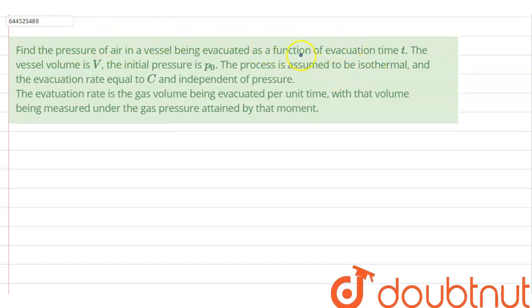Find the pressure of air in a vessel being evacuated as a function of evacuation time t. The vessel volume is capital V, the initial pressure is P naught, the process is assumed to be isothermal, and the evacuation rate is equal to capital C and is independent of pressure.